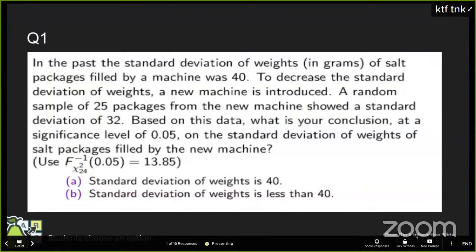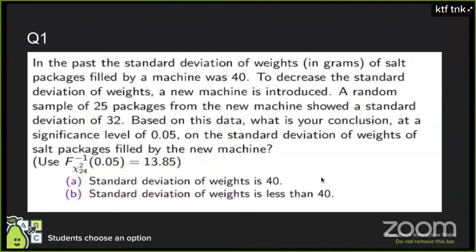Okay, only one response I'm seeing here. Why? Is it taking time or what? So this is the same thing which we have done for the z-test.